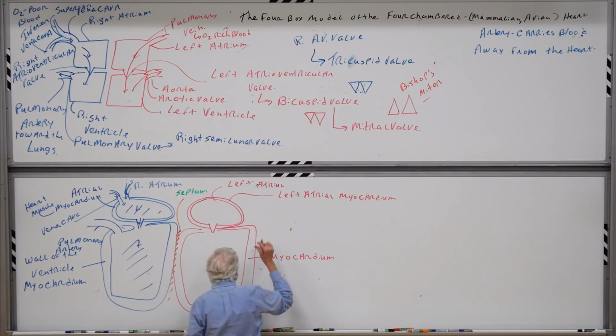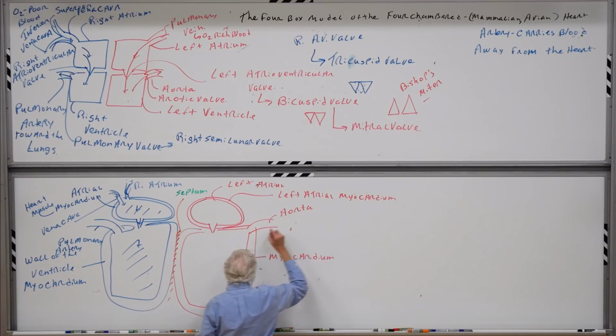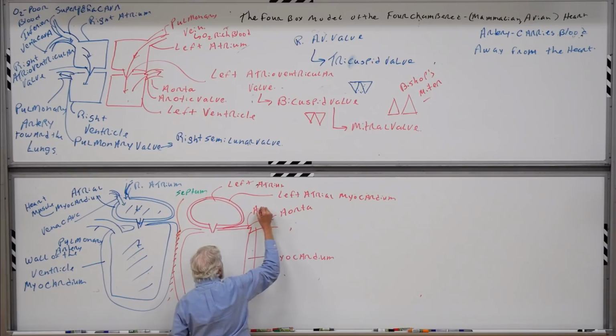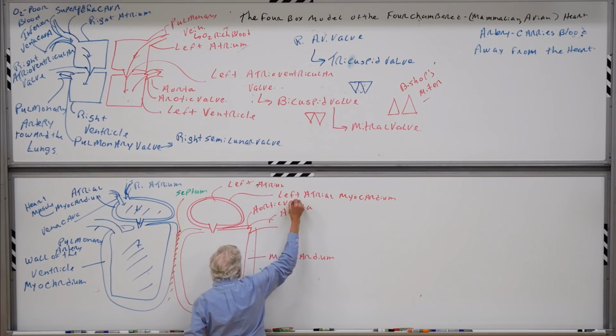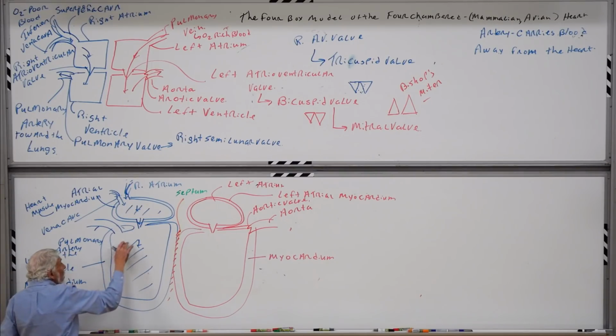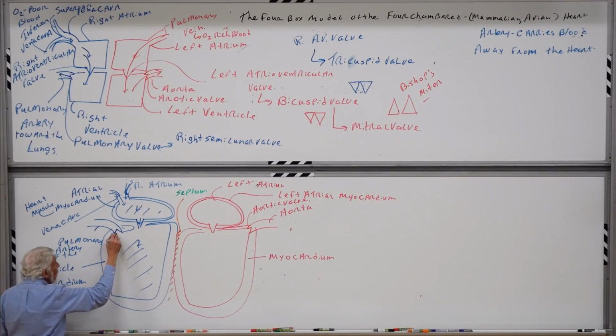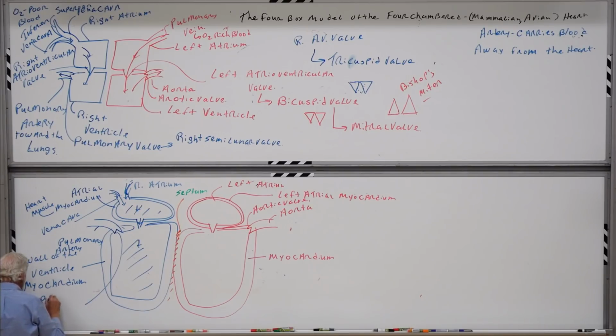And then just as we showed above, the output here is the aorta. And again, here's the aortic valve. Just as on the right side, there's a valve, a door that allows egress from the chamber. This is now the pulmonary valve, also known as the right semilunar valve.